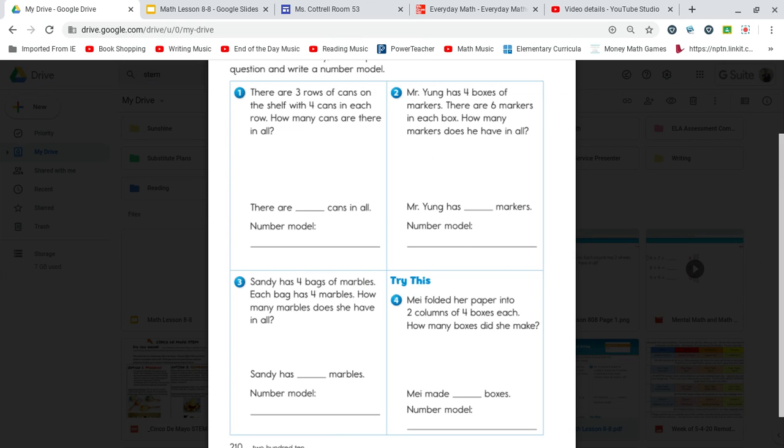Okay. Be careful. This is not 3 plus 4. This is not 4 plus 6. This is not 4 plus 4. Right? This is not 2 plus 4. Right? You need to understand that they're looking for you to make equal groups and repeated addition.